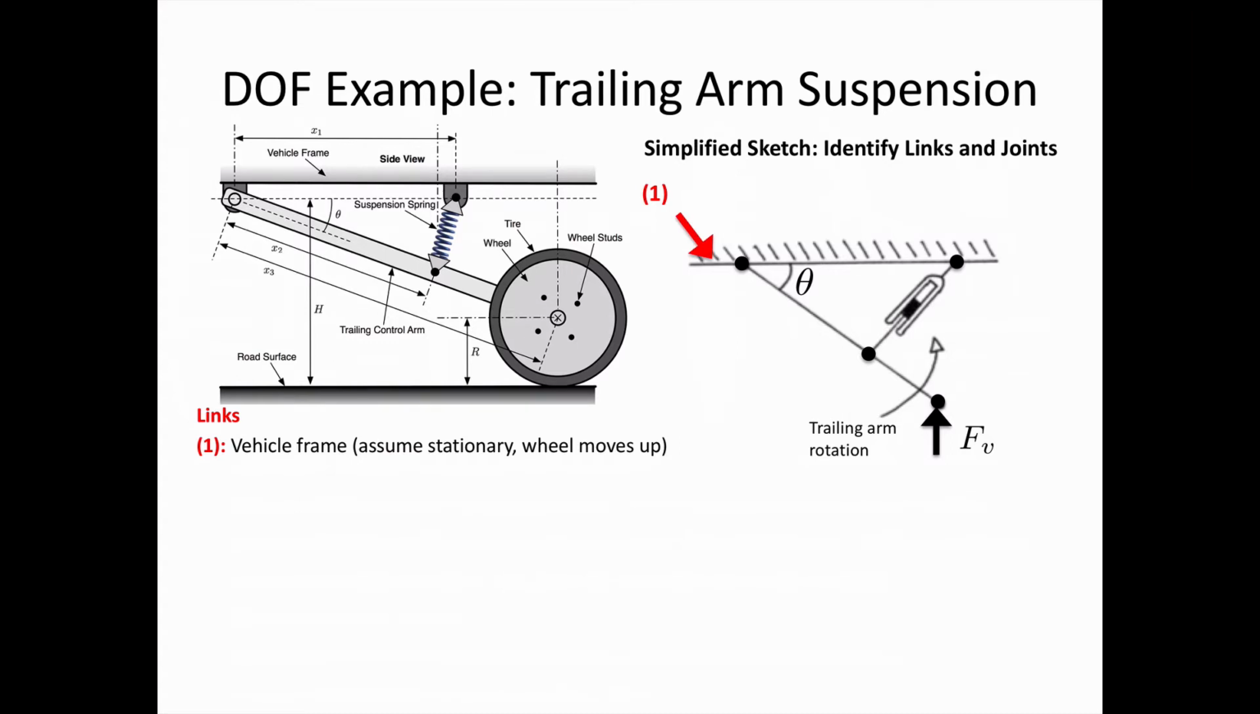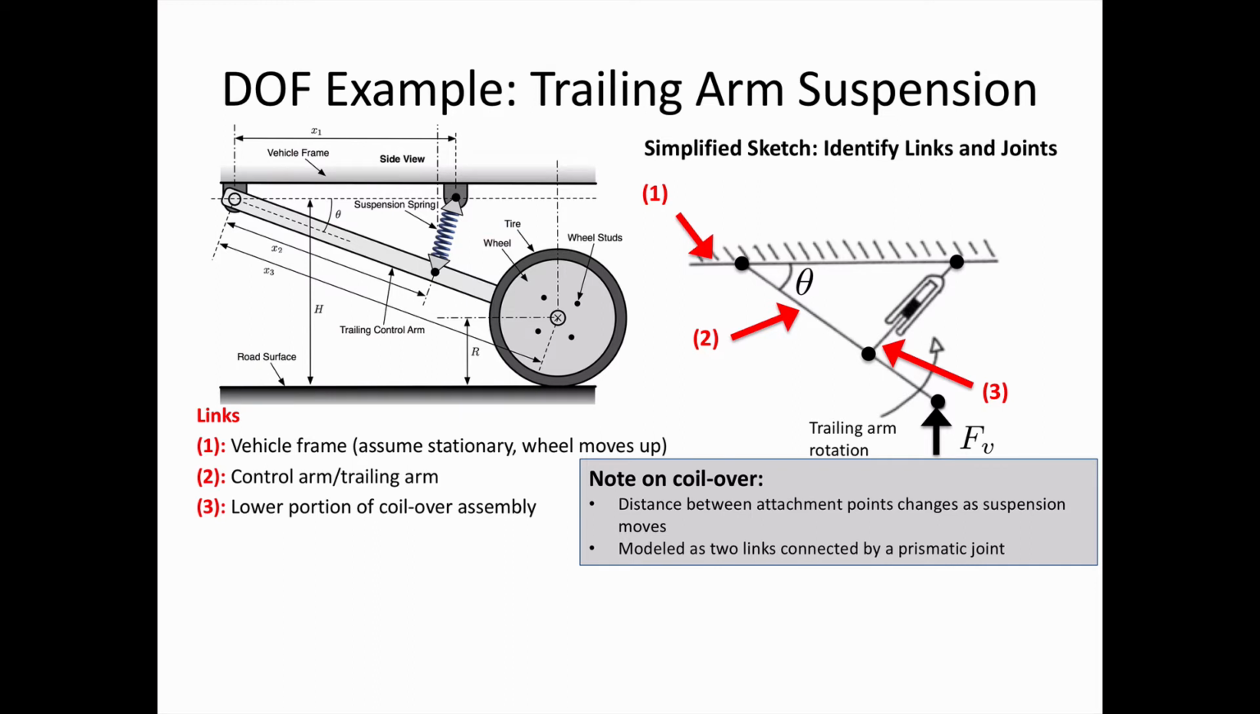Link number 1, the vehicle frame. We are assuming that's stationary, that's the ground, and we're looking at the motion of the wheel moving up relative to the vehicle frame. Number 2 is the control arm or trailing arm. Number 3 is the lower portion of the coil over assembly. So this requires a little bit of explanation.